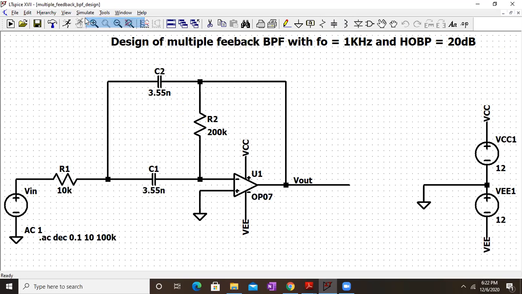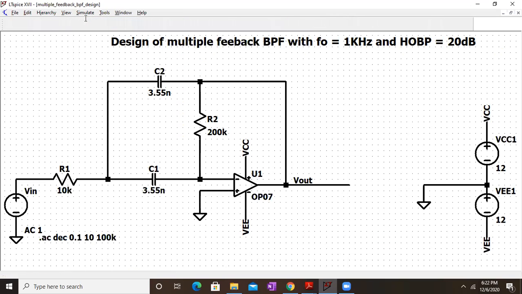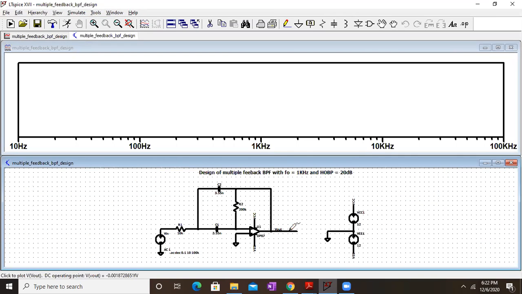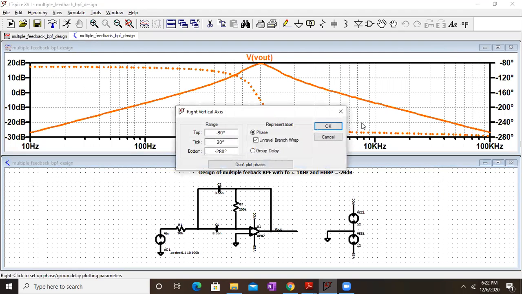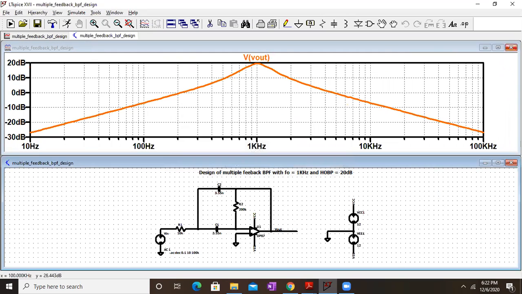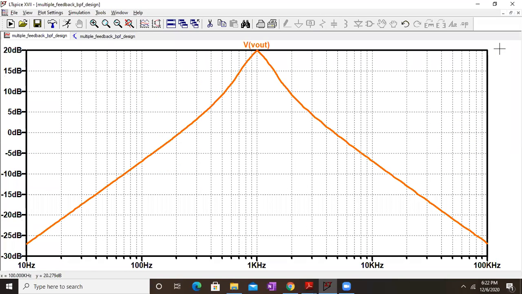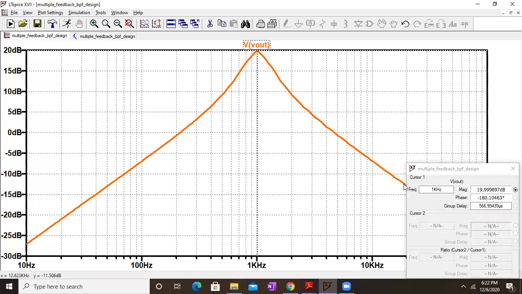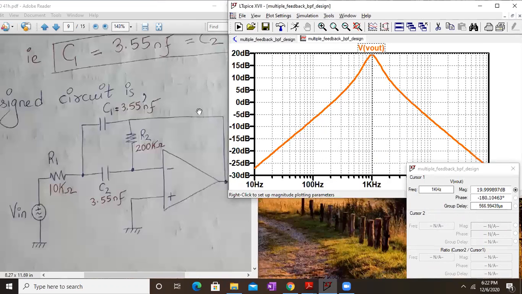So let us check this out. I'll simulate this and check the output. Okay, so let us check the highest gain over here. The highest gain is 20 dB, as it is very clear, and the cutoff frequency is also 1 kilohertz, as you can see very clearly.